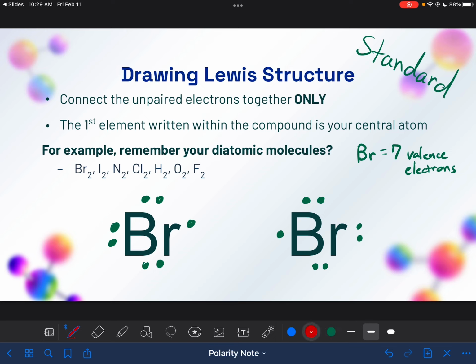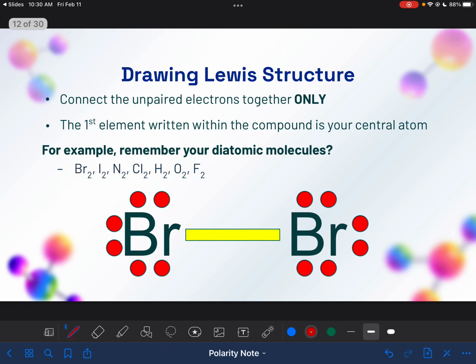Next we have connect the unpaired electrons. So we talked about the unpaired ones, and it says put them together only, not the paired ones, but the unpaired ones. So the first element written within the compound is your central atom. We can talk more about this as we go along, but just make sure that you know that you need to first draw the valence electrons and then connect the dots. Just like this. Okay? So if you connect the dots, you will end up getting this picture.